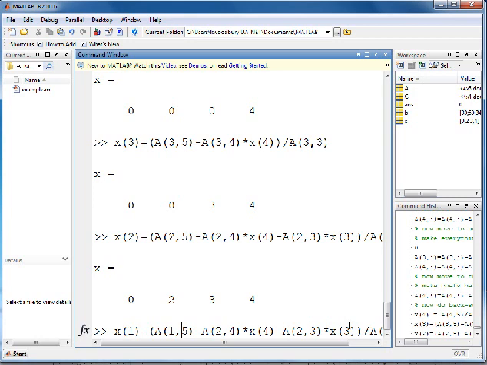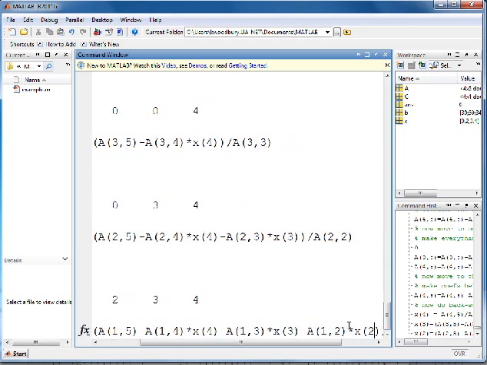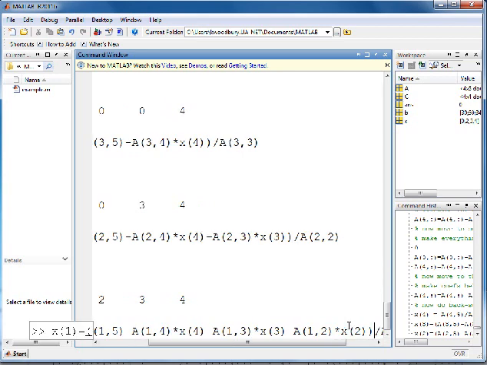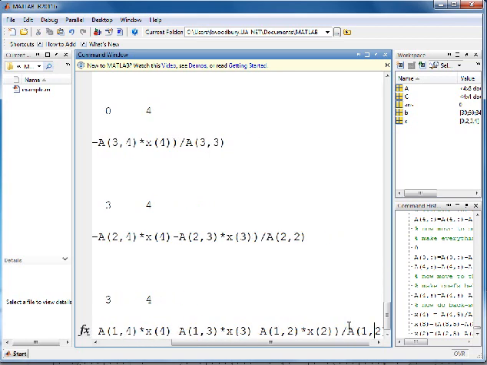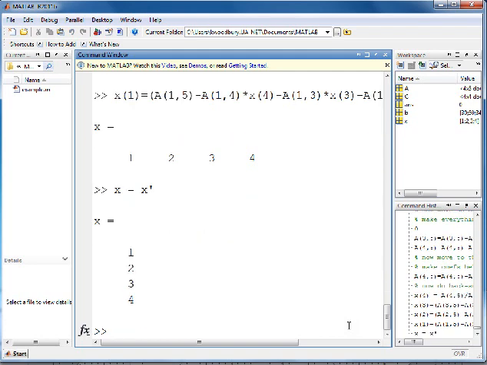We've got to take the right-hand side, subtract off the multiplier times x4, the multiplier times x3, and subtract off the multiplier times x2 that we just found, and divide by a11. And so there we have it. X actually came out to be a row vector, but we can make it into a column vector just like that. So there is the solution by Gaussian elimination.